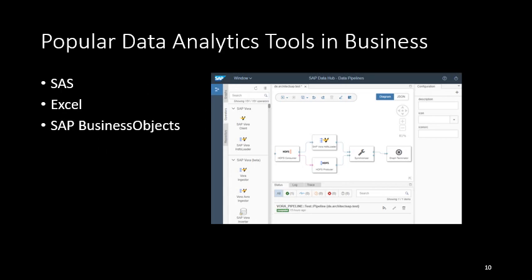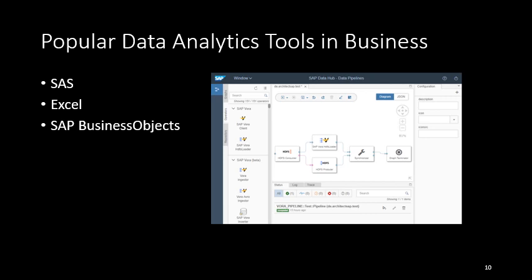So next I would like to talk about some analytic tools that we have available for us. The first one is SAS. SAS has been around since 1976, so they're doing something right, and they have continued to innovate and be a leader in data analytics.